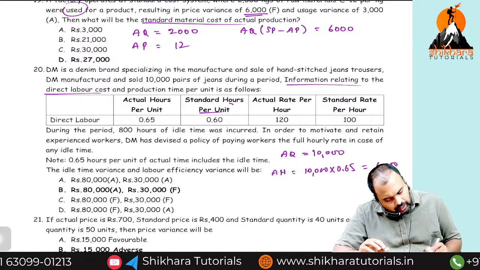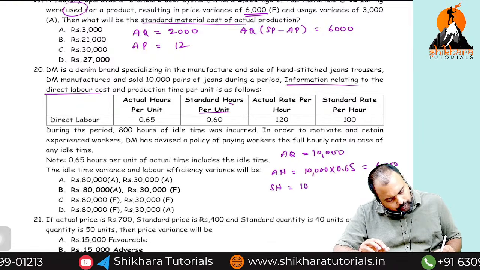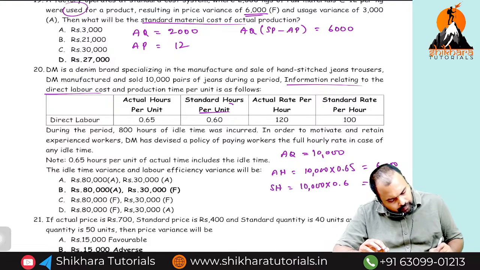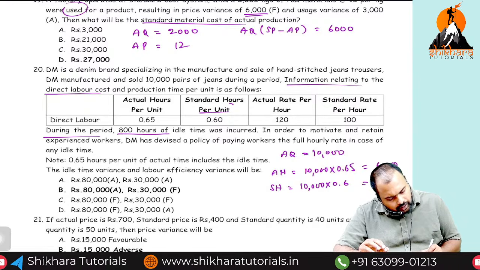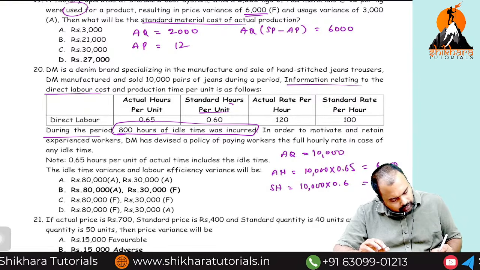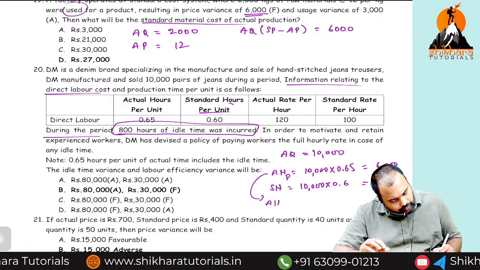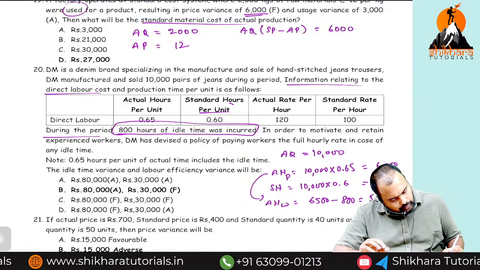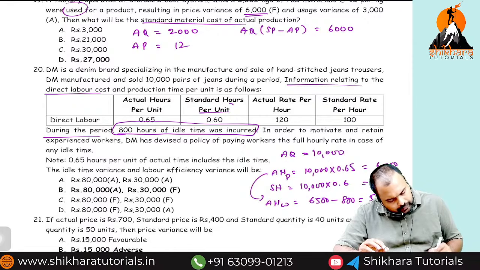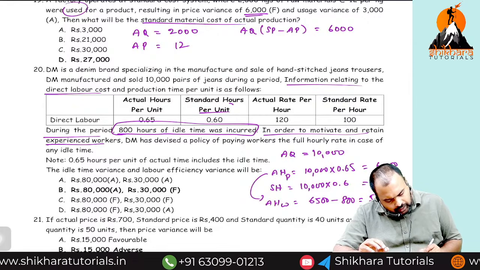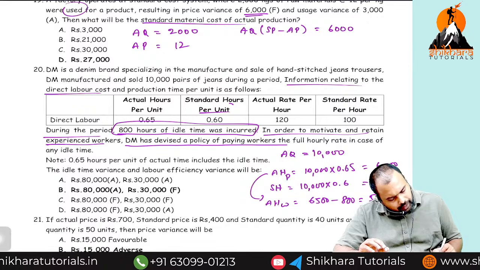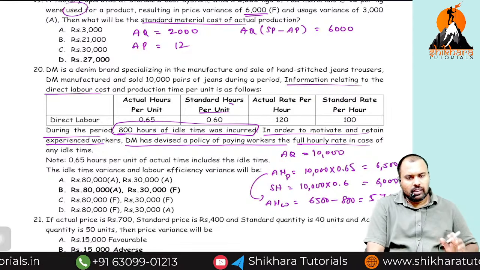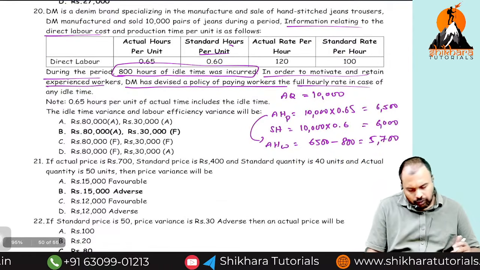Okay. And standard hours per unit. So SH is nothing but for actual production only. For actual production, as per standard, it has to be 6,000 hours. Then during the period 800 hours of idle time was incurred. Then this is actual hours paid. And what has to be actual hours worked? 6,500 minus 800, which leads to 5,700. In order to motivate and retain experienced workers, DM has devised a policy of paying workers fully. Even if there is idle time, they paid for a total of 6,500 hours to retain them. Okay, that's what they said.